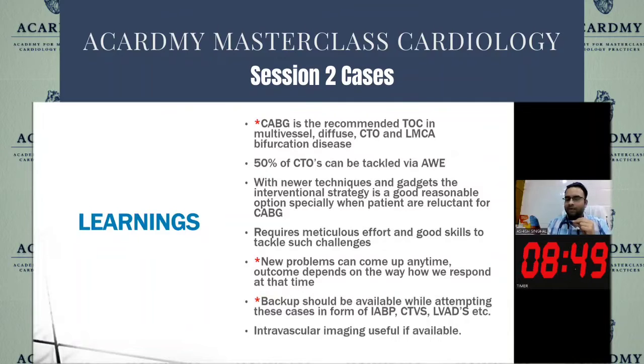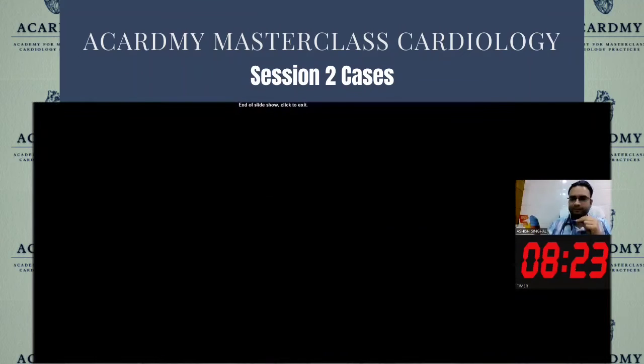And the complications do occur, especially in a peripheral center where we are short of hardware, and even the procedural cost we have to keep at a minimum so that the patient is able to afford the procedure. Backup in the form of IABP, CTBS backup and ventricular assist device is useful. And we don't have the support of intravascular imaging at our center; however, if it was available, we should have used that. Thank you so much.